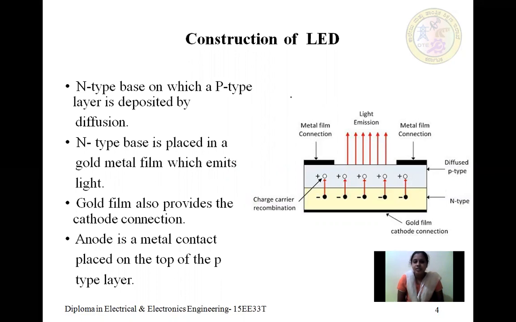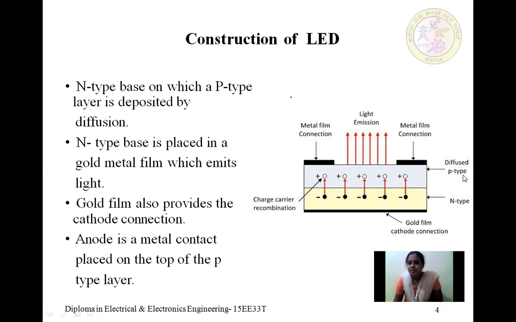In this construction, we can see that it has an N-type base and a P-type layer. The N-type semiconductor is placed on a gold film cathode connection. You can see this black line here. This black line indicates a gold film cathode connection. On this, an N-type semiconductor, which has majority electrons, is placed on this gold film.